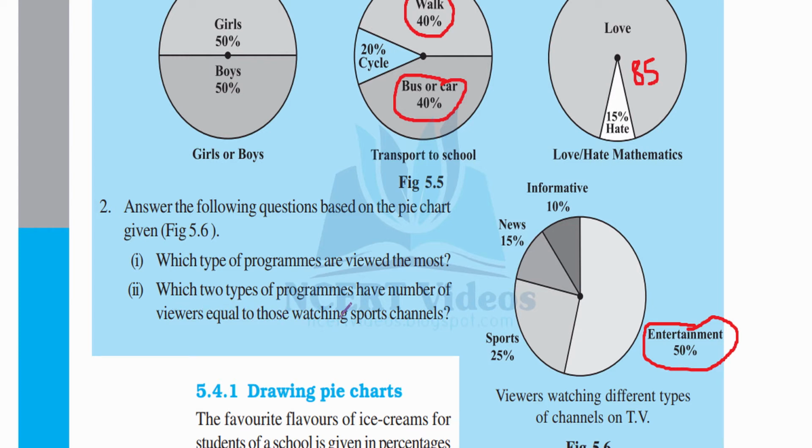Second part, which two types of programs have number of viewers equal to those watching sports channel? So sports channel is watched by 25%. So the question is asking for the names of two channels which add up to 25%. Well, clearly, if we add both these genres of shows, that is informative and news, we will get 25%. 15 plus 10% equals 25%. So we can say that informative and news channels add up and equate to the number of viewers watching sports channel. So therefore, pie charts or circle graphs provide us visual information clearly.